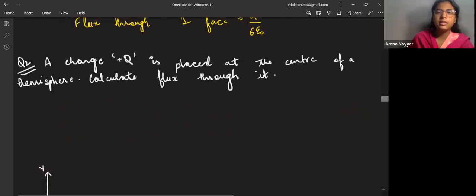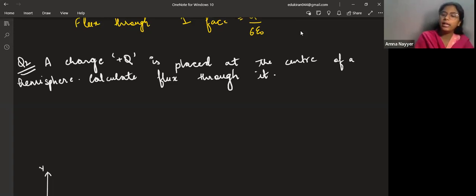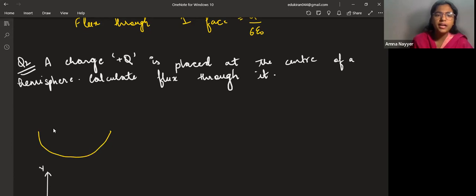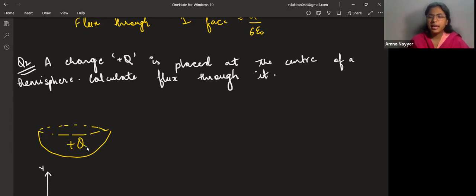One more question is there. This says that a charge Q is placed at the center of a hemisphere. Now you have to calculate the flux through it. This is also very simple. A hemisphere is there, and plus Q is there. See, a hemisphere is not a closed surface, right? A hemisphere is an open surface.